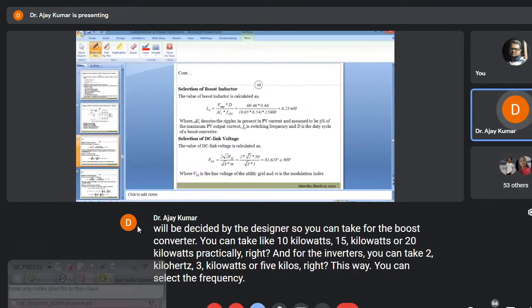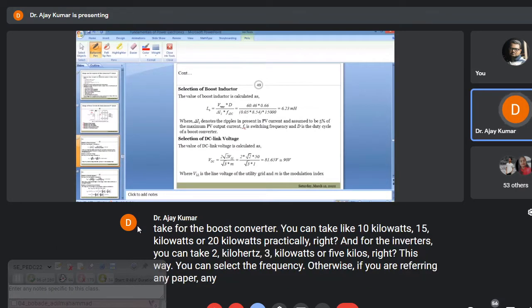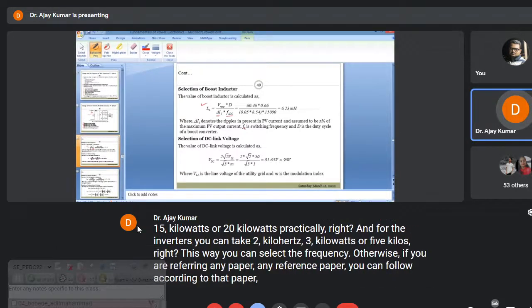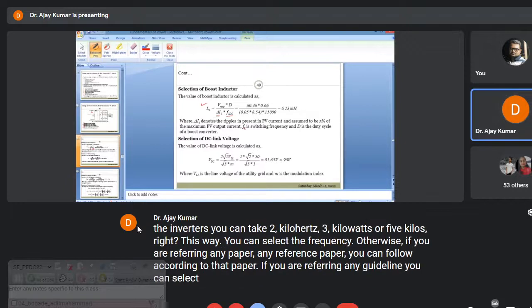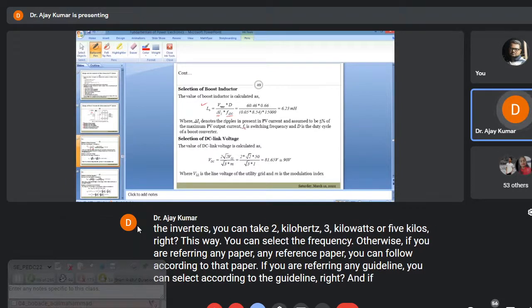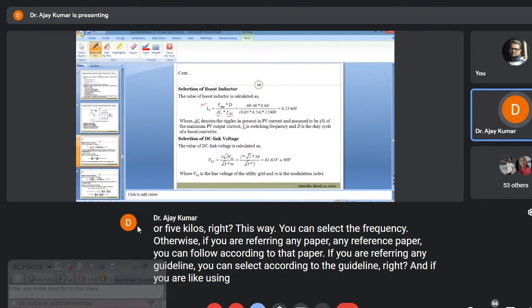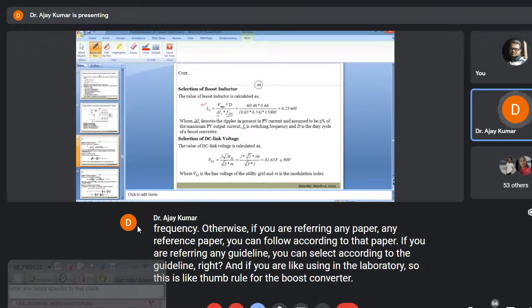Otherwise, if you are referring to any reference paper, you can follow according to that paper. If you are referring to any guideline, you can select according to that guideline, right? And if you are using it in the laboratory, this is a thumb rule for the boost converter: you can select 10, 15 kilohertz.